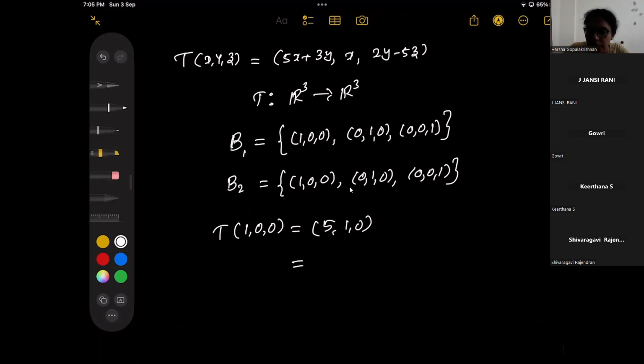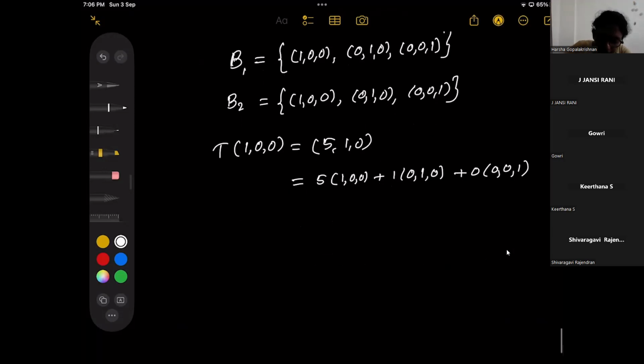5 into 1 0 0 plus 1 into 0 1 0 plus 0 into 0 0 1. So this is how we can write it as a linear combination. Now, can you tell what is the first column of T? First column of the matrix of T.